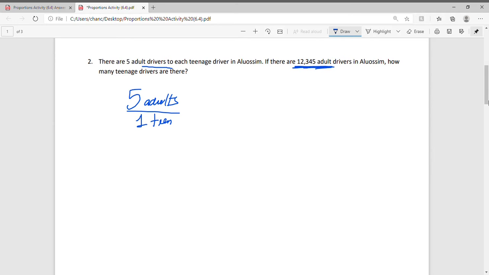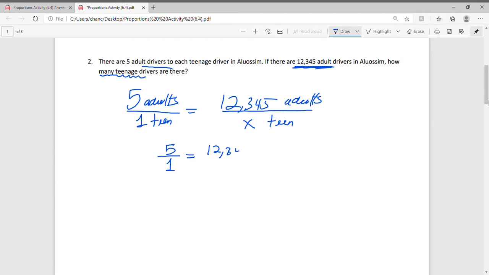And we know that there are 12,345 adults, and that's going to be a ratio to some amount of teenagers. We don't know how many, so let's give it a name. Let's call that X amount of teenagers. Now let's get rid of these variables just to make our equation look a little bit better. We have 5 over 1 equals 12,345 over X. Now we can use the cross product.